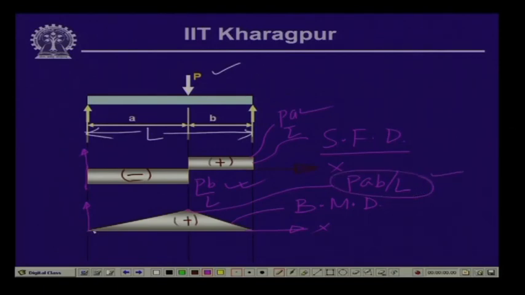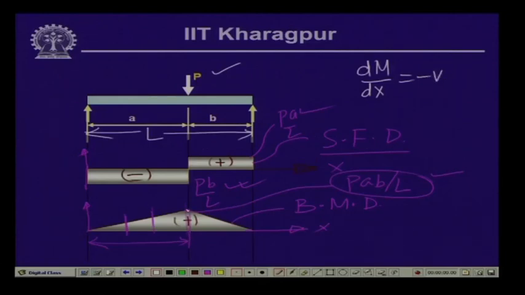Also, if we look along this segment between 0 and a, the slope of the bending moment diagram is positive, because the larger value minus the lower value gives a positive value over this length. As is expected, dM/dx is equal to minus V.